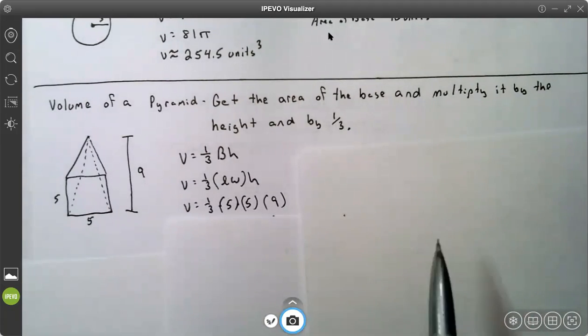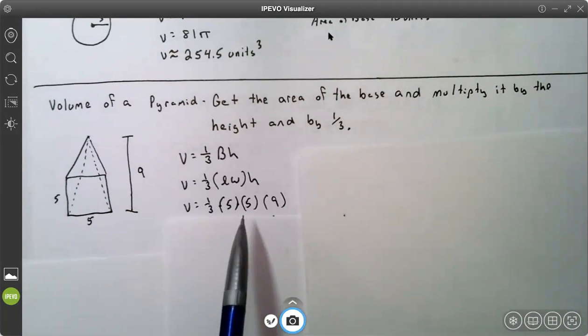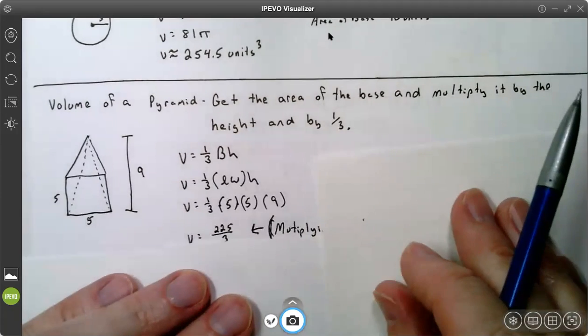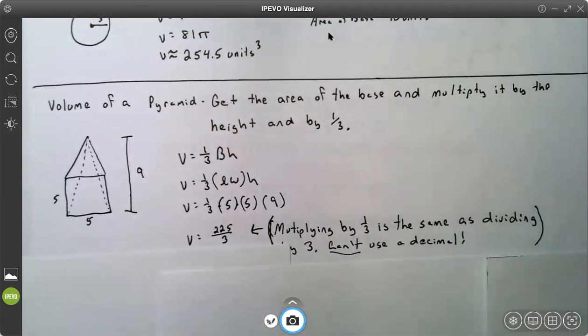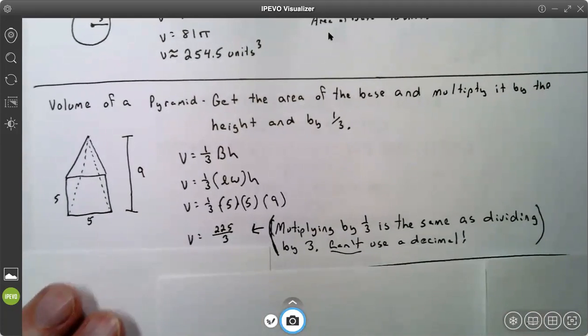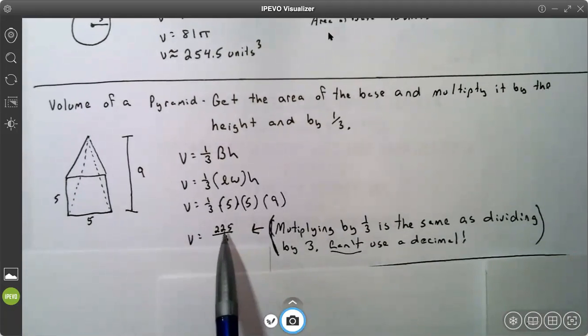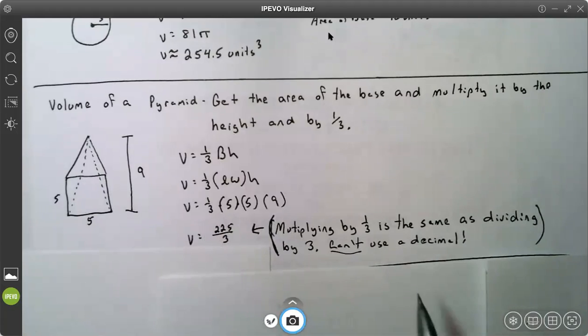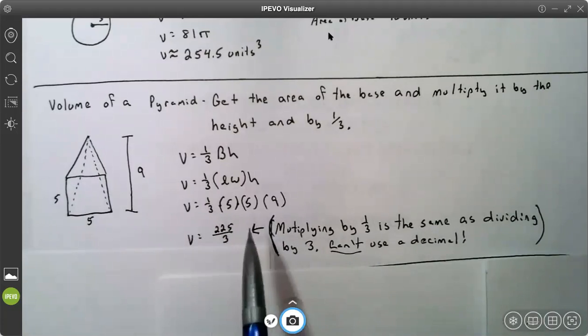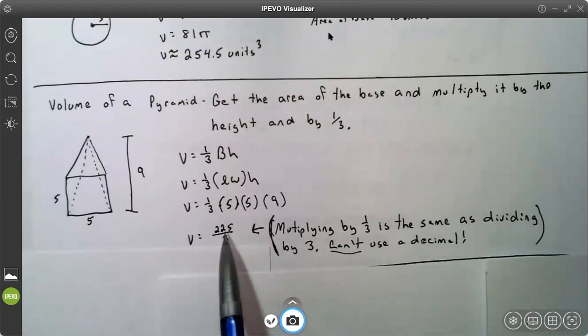I can multiply those straight across if I have a scientific calculator. 1/3 times 5 times 5 times 9. If I don't have a scientific calculator, I would multiply 5 times 5 times 9 in a regular calculator to get 225. Then I would leave that in my calculator and hit divided by 3, because multiplying by 1/3 and dividing by 3 is exactly the same thing. So if you don't have a scientific calculator, we can put a fraction in there, multiply everything else together, get your answer, leave it in your calculator, hit divide by 3.